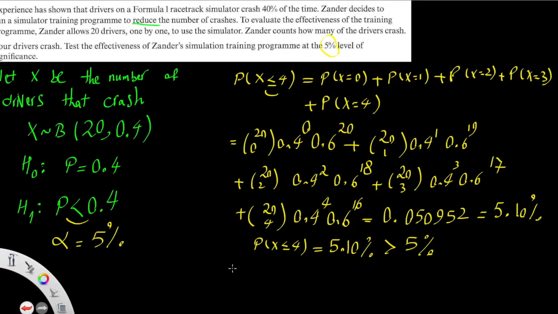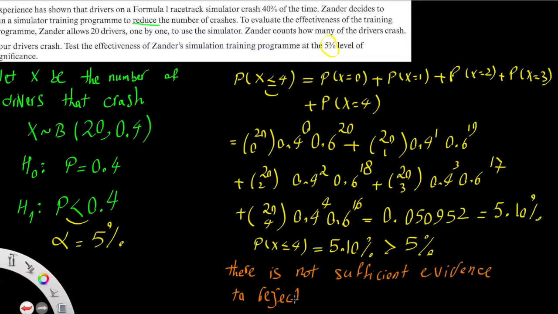Now we decide that there is not sufficient evidence to reject H0, or you can say accept H1, because here probability of X less or equal to 4 is not in the rejection region, so H0 is not rejected.